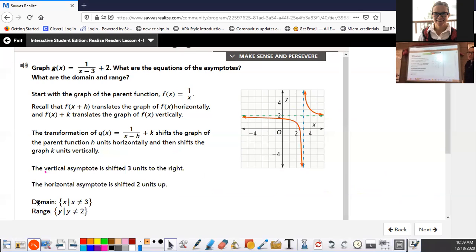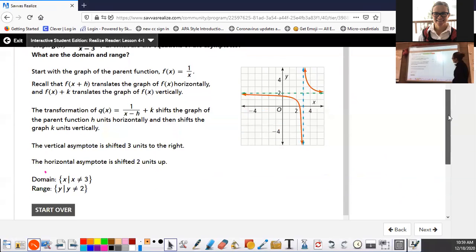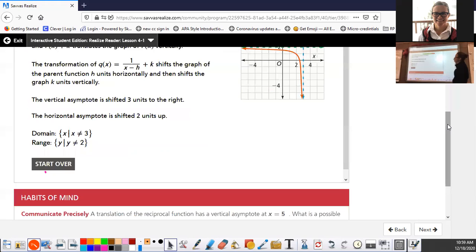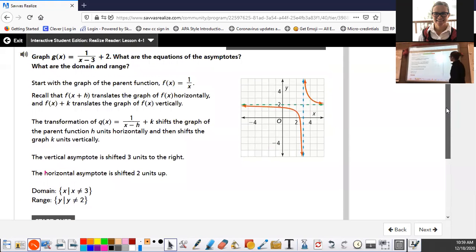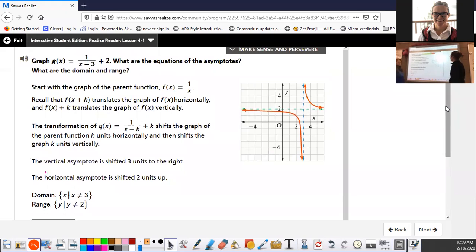So again, we're looking at how to write the domain and range. When we're thinking about it, they're saying all the x values except 3, and all the y values except 2. What was this notation called? Set notation. This is just a way to write it. Set builder notation, that's right. And so we can see that with our blue and our green lines up here.